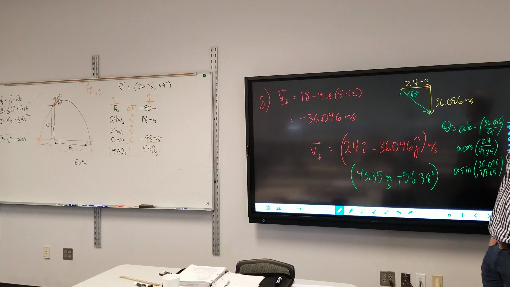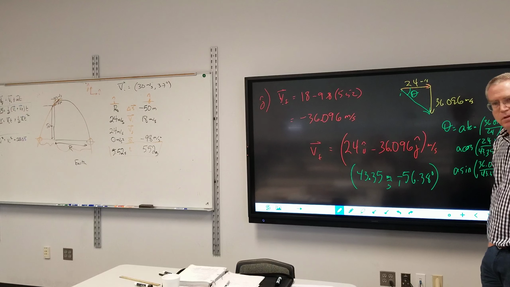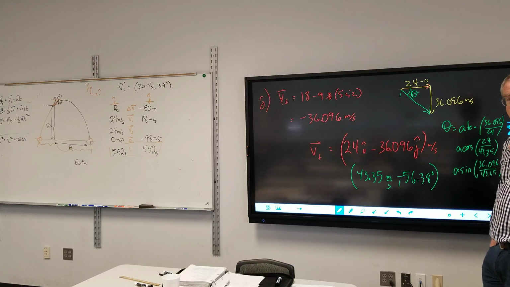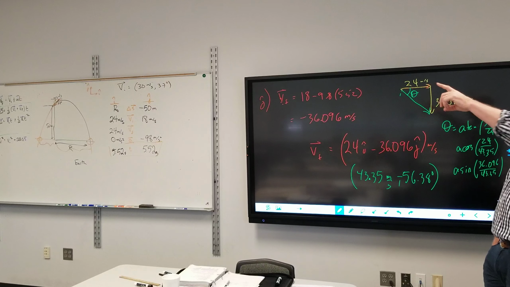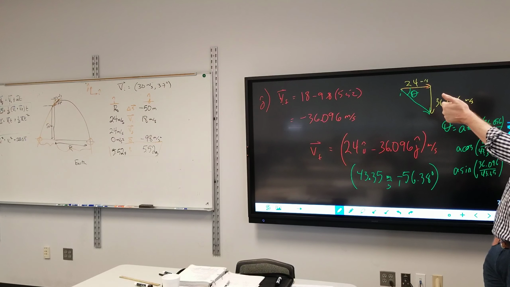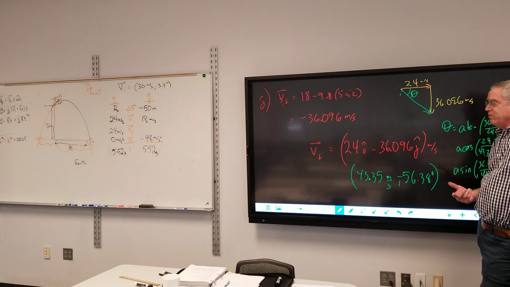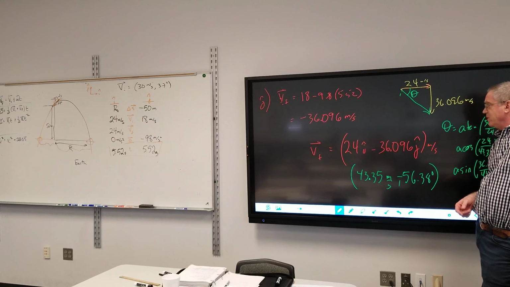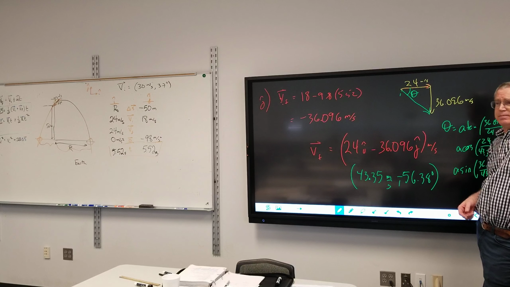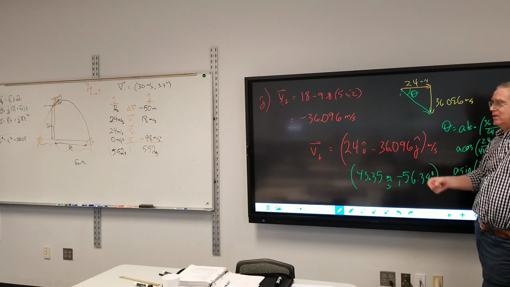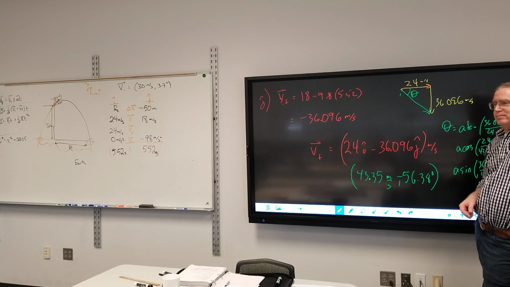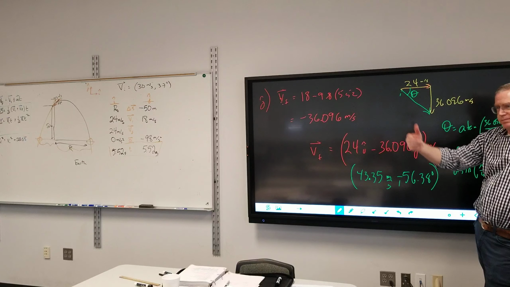Switch initial and final. Otherwise there'd be a whole lot of either gibberish or blanks. Switch the initial velocity with the final velocity. A small adjustment: if we keep I hat, J hat the way it is, we need to change the sign. So the initial velocity would be negative 24 meters per second I hat plus 36.096 meters per second J hat. It's just the reverse of this. All I'm doing is changing the path to go the other direction.